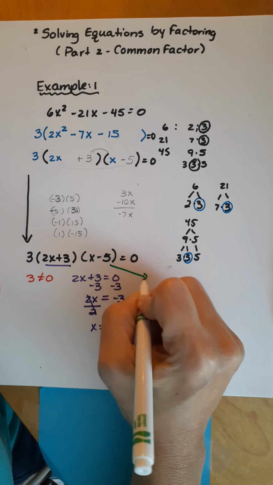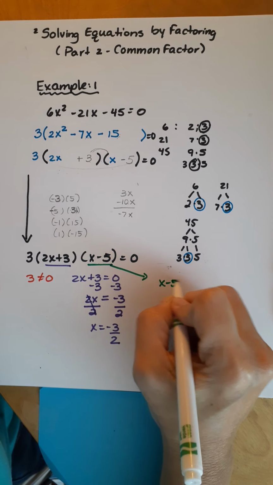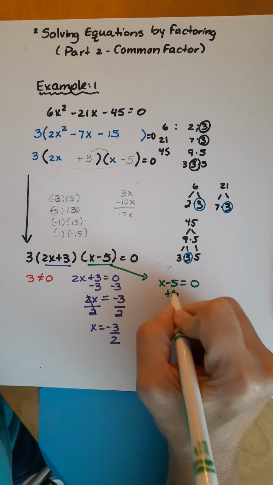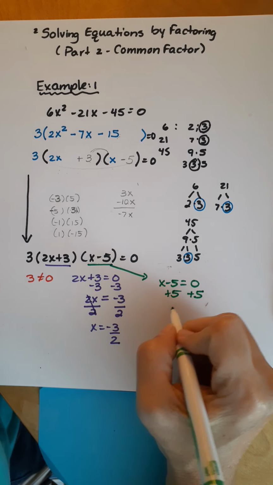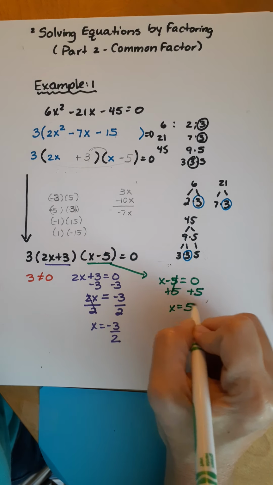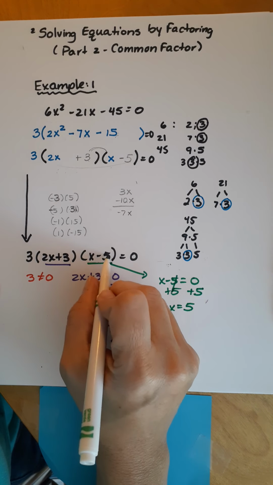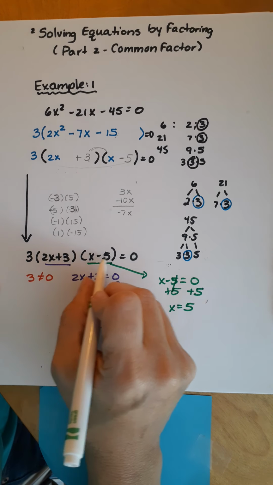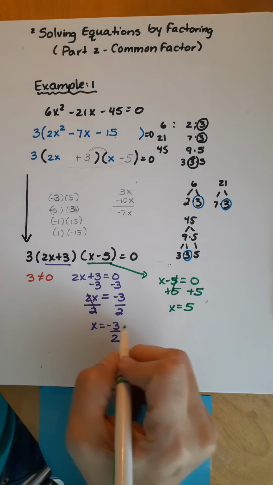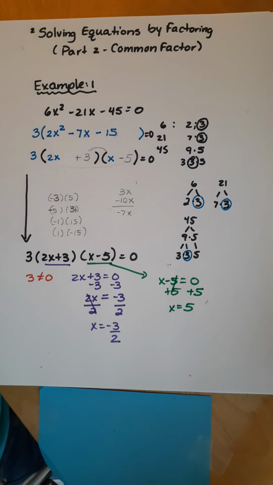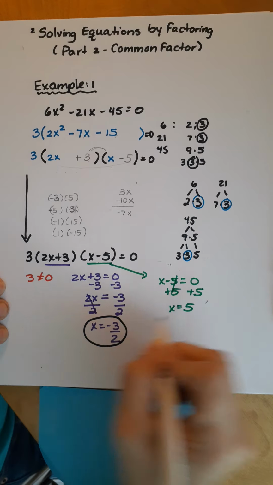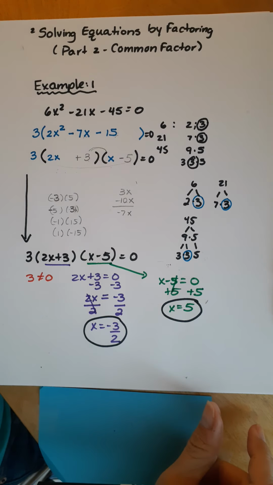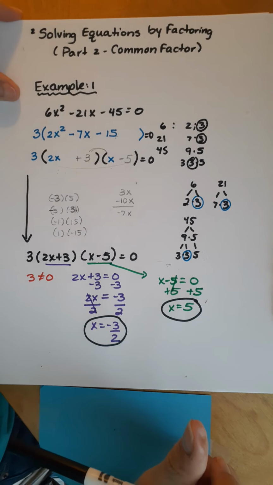Now, next we're going to do x minus 5, a little simpler, equals 0. We use addition property of equality on both sides. X equals 5. So when I put 5 here, 5 minus 5 is 0. It won't make a 0 here, but will here, and that makes the whole thing 0. And those are our two solutions for this example. And that is how you factor out a common factor.